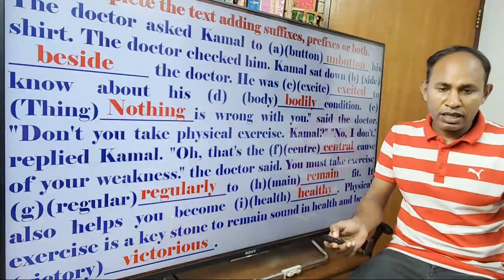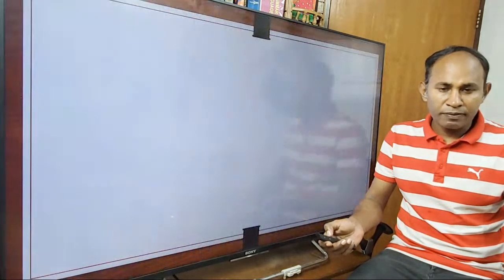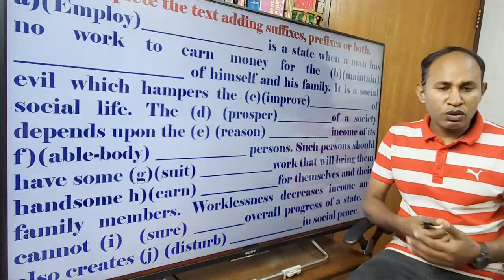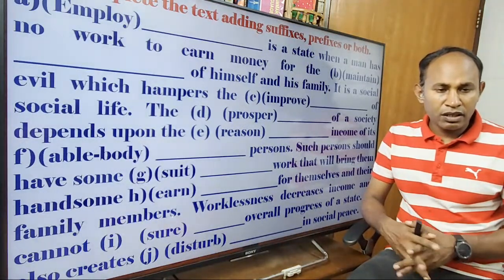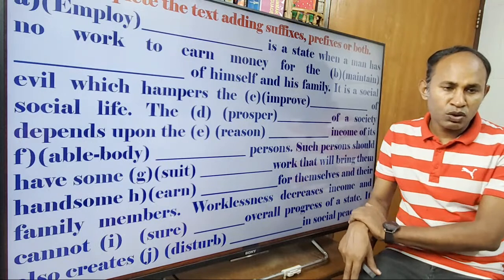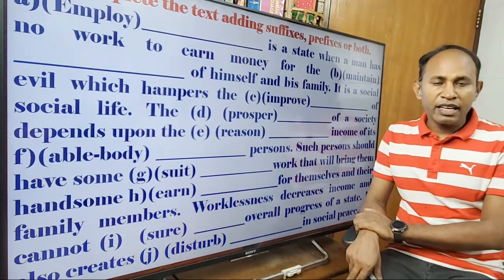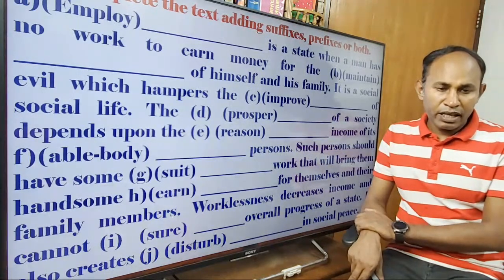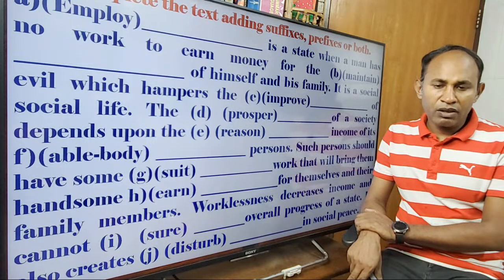Absolutely, your answers are correct. So you must check your answer, and we'll go for the next one. There you see 24. You just look at the screen there. And this is 24. And this is another very important passage regarding unemployment. This is a very talked of topic nowadays.